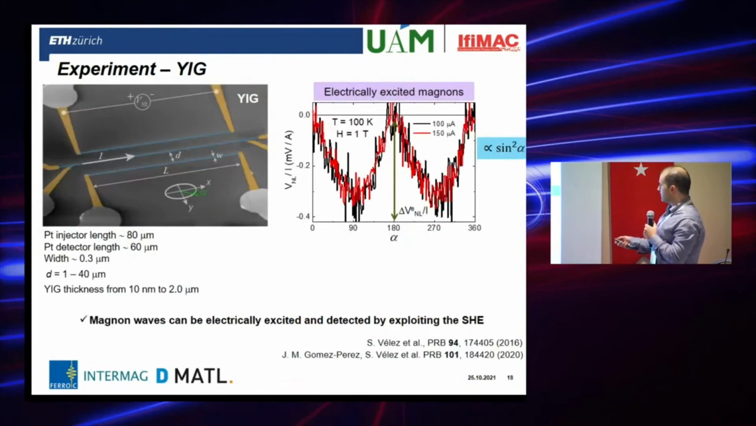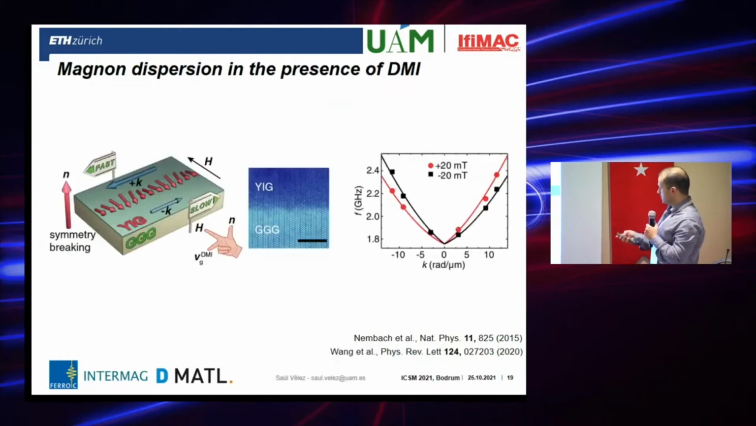Essentially, we fabricate a device where you run a current here, and then you measure the resistance in this stripe, and you see these filters when you rotate the magnetic field in the plane. This is because we need the magnetization to be perpendicular to the current to have a signal, and we have zero signal when they are parallel. Then the question is, because we have DMI as we have seen before, that in the presence of DMI, we have an asymmetric propagation of the magnons in the system.